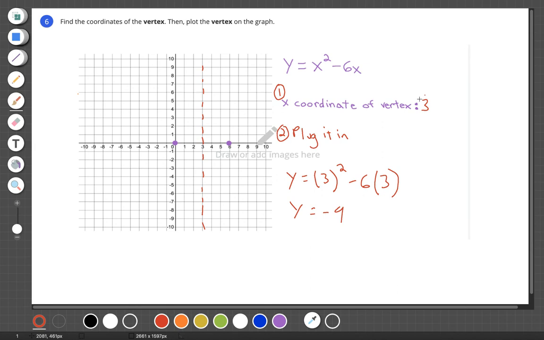So we know that the x is 3, the y is negative 9. So the vertex is going to be the point (3, -9). So we're going to find 3, then we're going to go down to negative 9. That's where that point is.